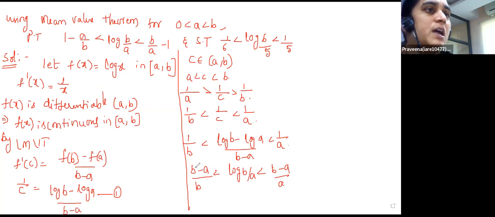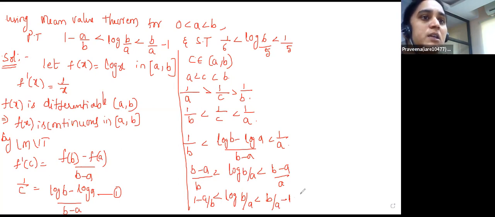From that, I will take b common here. After taking common b cancel, we get 1 minus a by b less than log b by a less than b by a minus, I am taking here a common, that is 1. Okay, this is the second equation. Hence, it's proved, what we have to prove, this one only, right? Therefore, hence proved by Lagrange's mean value theorem. This is the first part.